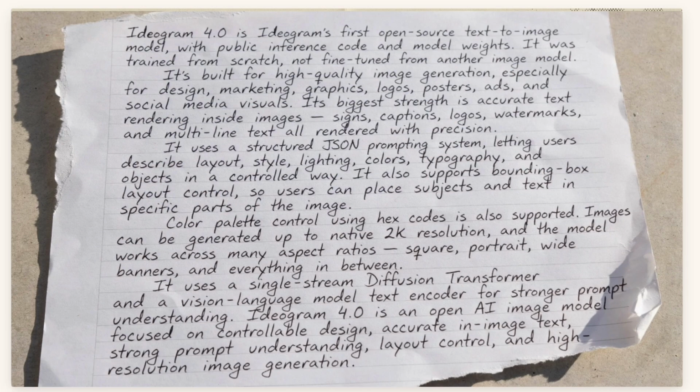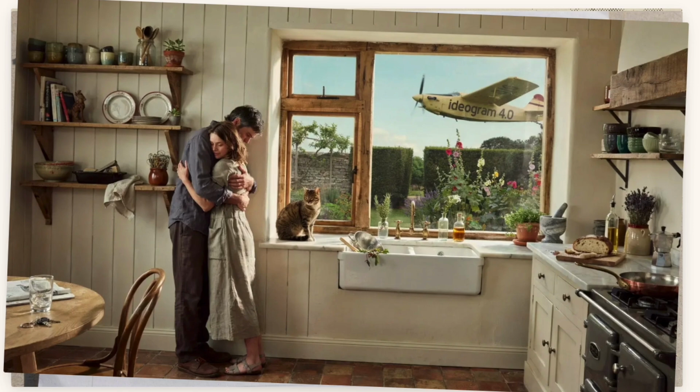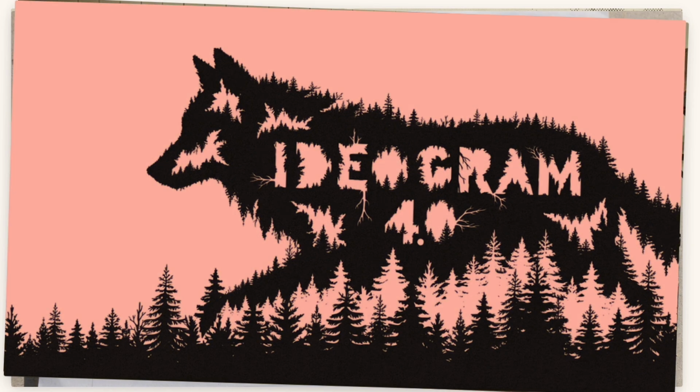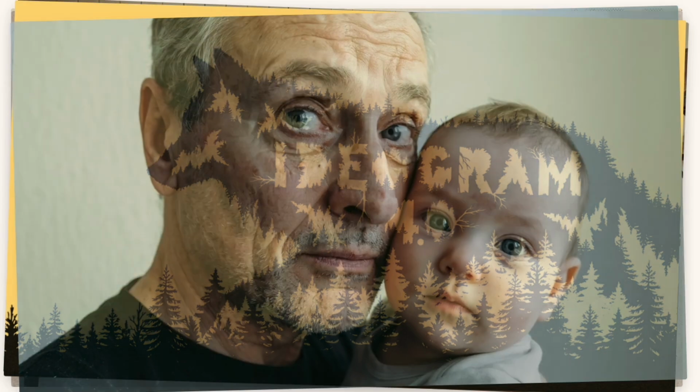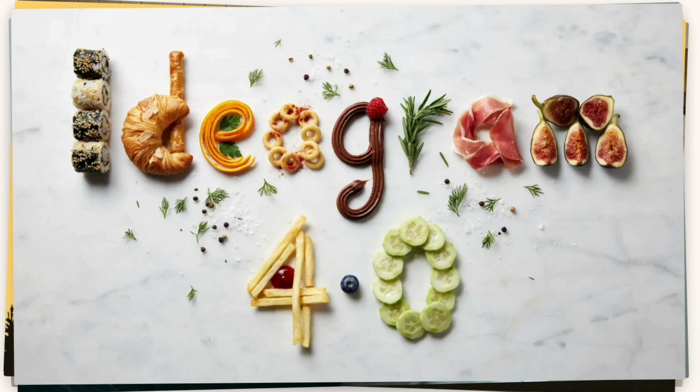Ideogram 4.0 demonstrates deep understanding of characters, objects, and concepts. It can generate specific characters consistently and accurately. It understands how to compose multiple elements together in coherent ways. The model has extensive knowledge about different styles, aesthetics, and artistic movements. Whether you need photorealistic images, anime styles, watercolor paintings, or abstract art, the model can deliver.